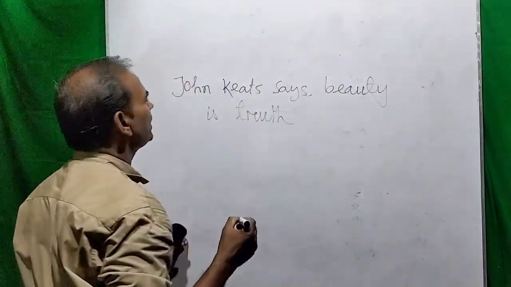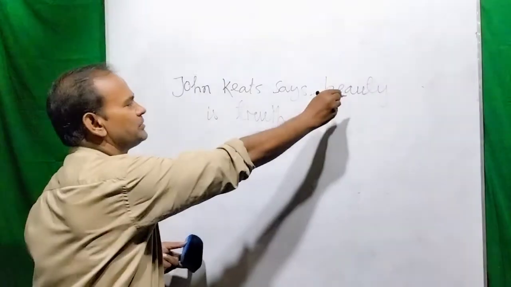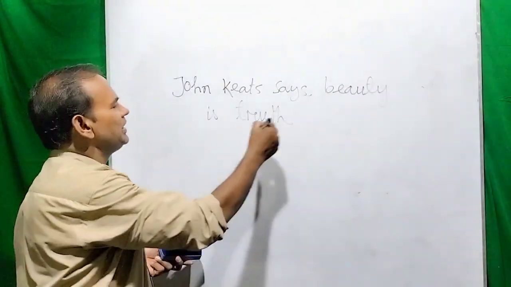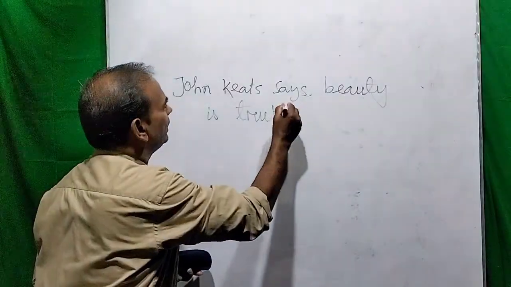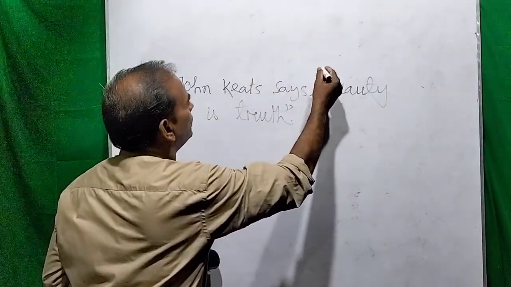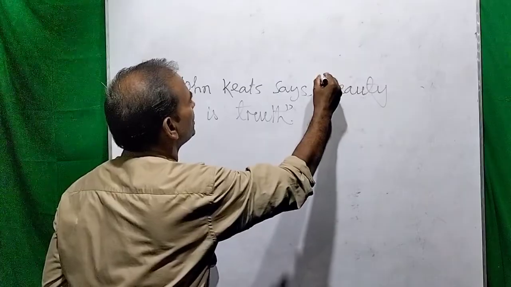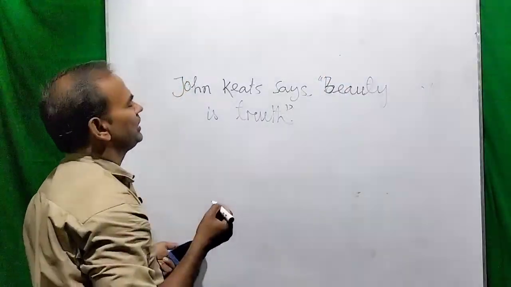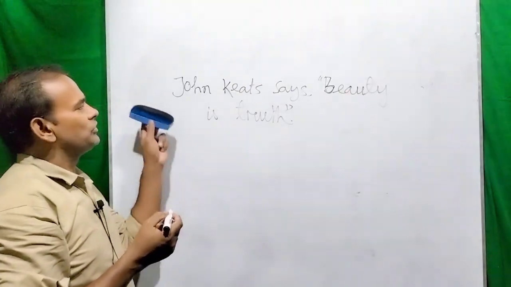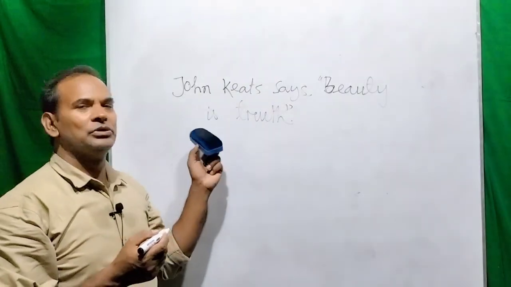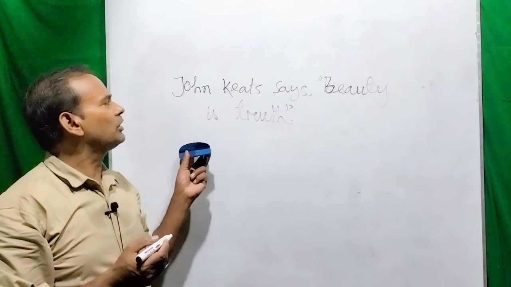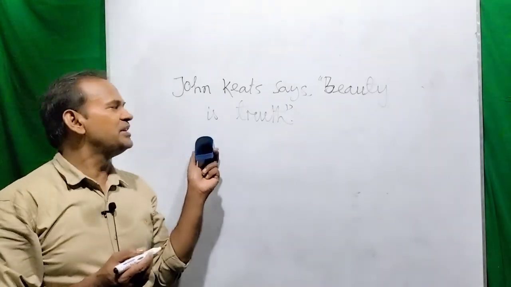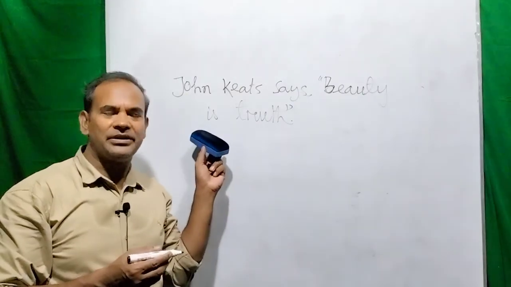Dear viewers, you can see John Keats says beauty is truth. This is a quotation by John Keats. So this is a quotation of John Keats, and this can be written in the present indefinite tense.